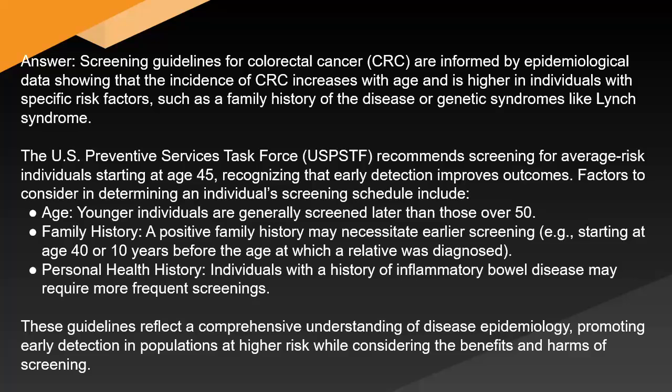Factors to consider in determining an individual's screening schedule include: age. Younger individuals are generally screened later than those over 50. Family history. A positive family history may necessitate earlier screening, e.g. starting at age 40 or 10 years before the age at which a relative was diagnosed. Personal health history. Individuals with a history of inflammatory bowel disease may require more frequent screenings. These guidelines reflect a comprehensive understanding of disease epidemiology, promoting early detection in populations at higher risk while considering the benefits and harms of screening.